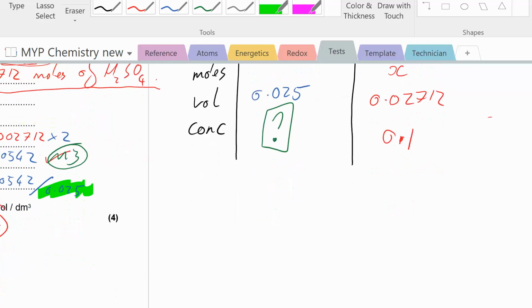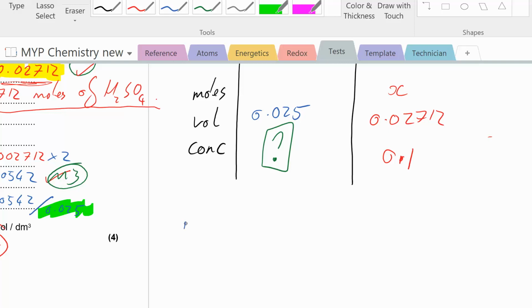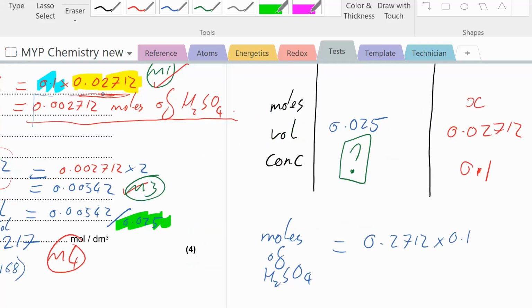Okay, so first of all, let's work out X. So moles of H2SO4 equals 0.2712 times 0.1, and that gives you the value that you can see there. So I can now replace X with 0.002712.